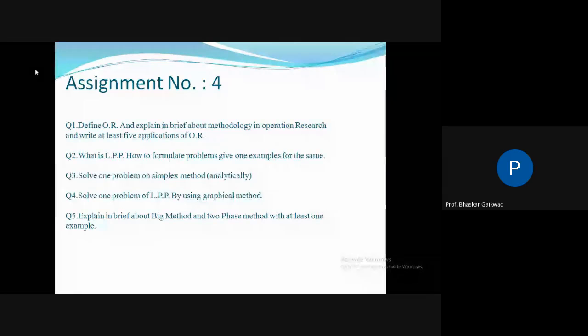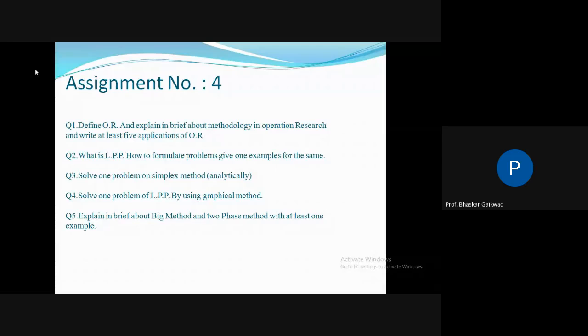Now the applications, where we can use these ORs. We can use this in agriculture, biotechnology, any planning organization, automobile industry, manufacturing, all types of industry. Even in the military we can make use of operation research. So there are a number of applications, and out of these you can write five applications.